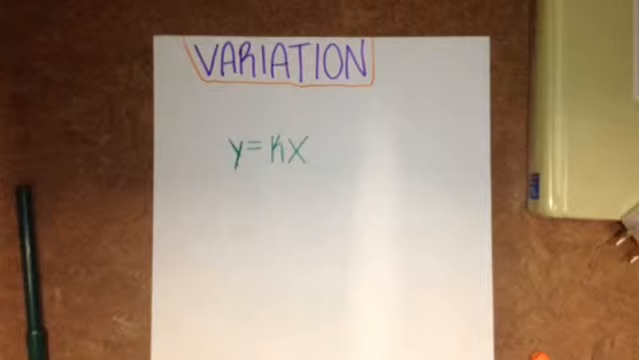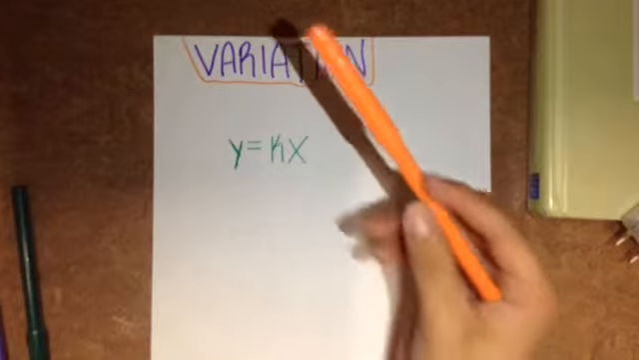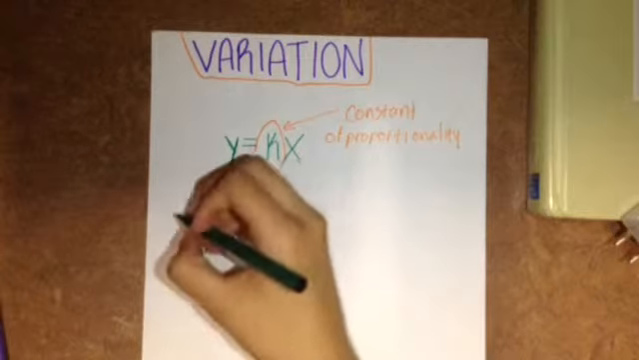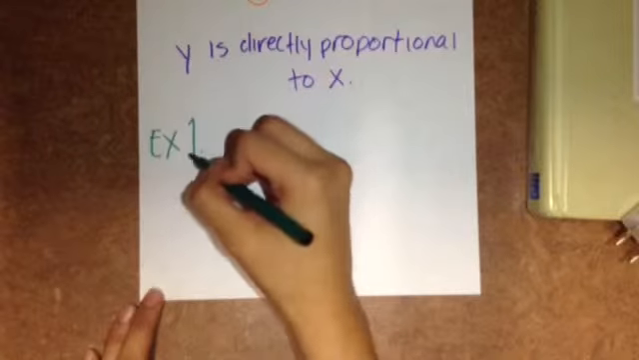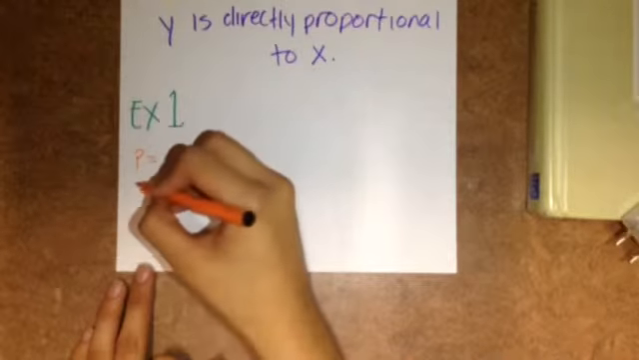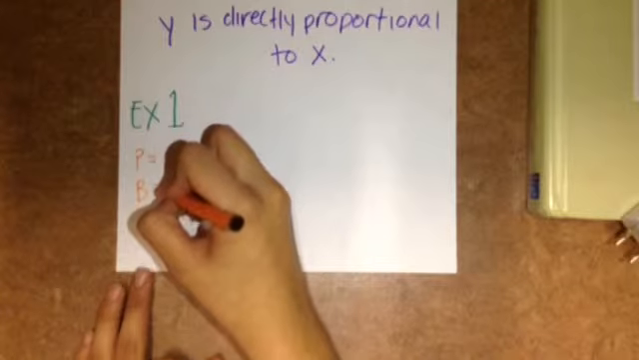Variation is how one quantity varies in relation to another quantity. We are going to have y as a direct variable to x, and one number k acts as a constant of proportionality. So in example number 1, we're going to have the monthly payment p on a mortgage varying directly with the amount borrowed, b.